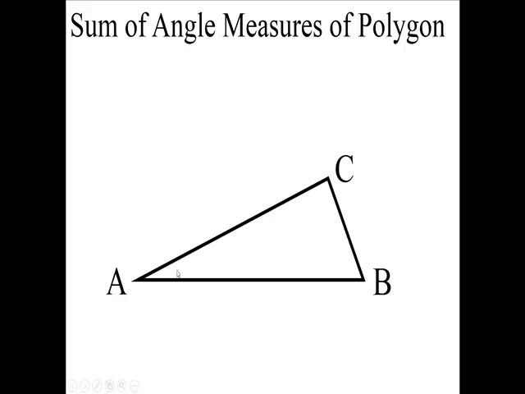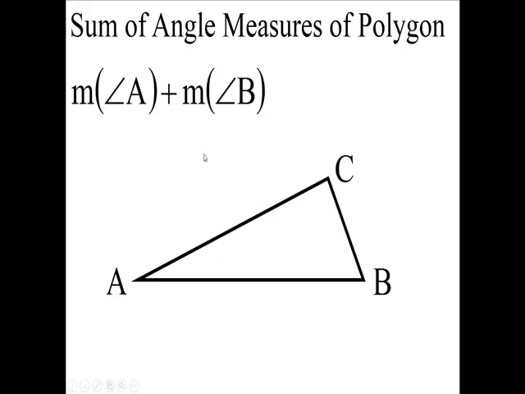So if you measure A and you measure B and you measure C and you add those measures up, you get 180 degrees. Let's write that out. We'll measure angle A, that'll be so many degrees, that's the size of angle A, and add the measure of angle B and the measure of angle C. When you add them up, you always get 180 degrees with a triangle.